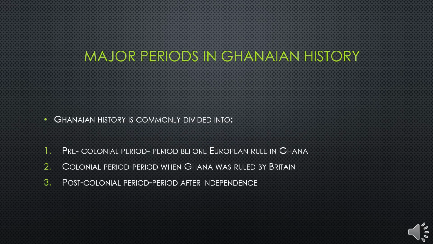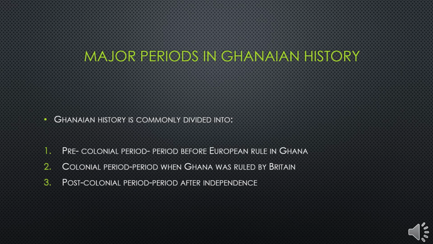So let's look at major periods in Ghanaian history. As we've already said, Ghanaian history is commonly divided into three major periods. The first one that we are looking at is the pre-colonial period. That is the period before Europeans ruled Ghana. The pre-colonial period refers to the time before Europeans ruled Ghana. During this period, Africans governed themselves through traditional rulers, kingdoms, and chiefdoms such as Asante and Dagbon.